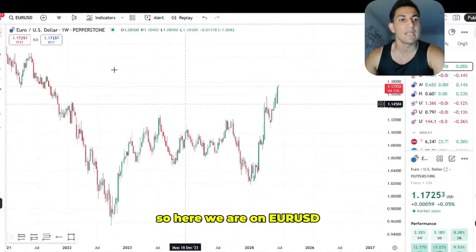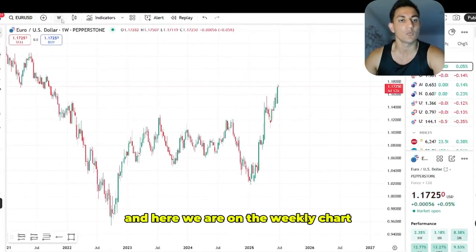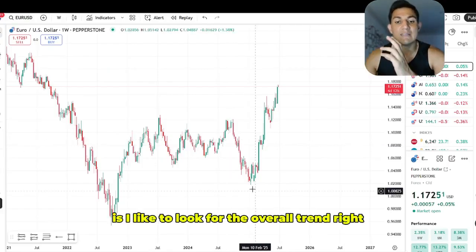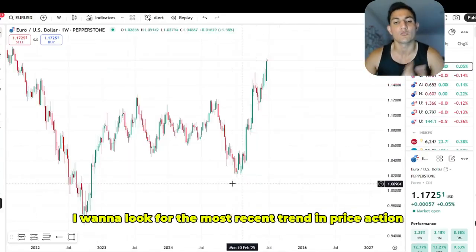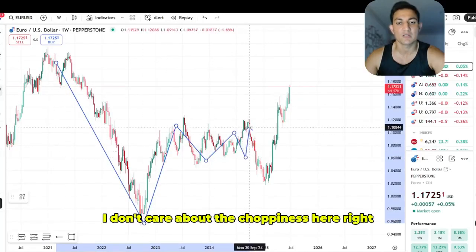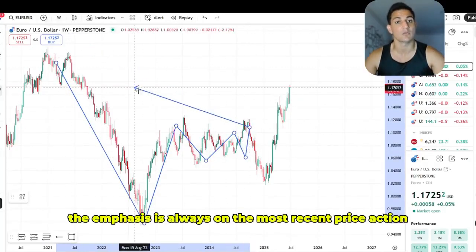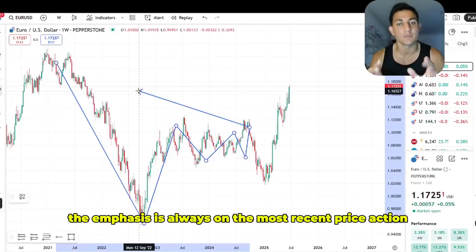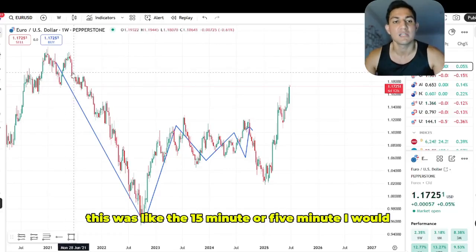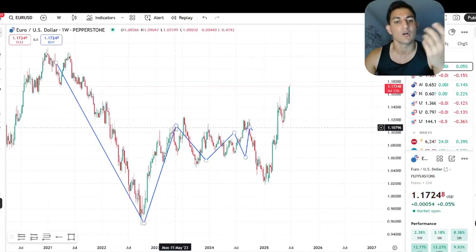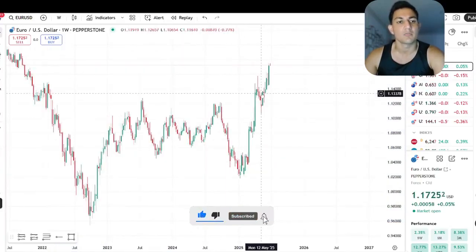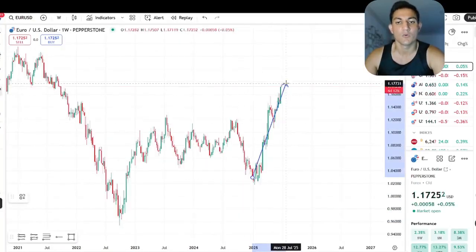So here we are on Euro USD, and here we are on the weekly chart. Now, the first thing I like to do when I'm studying daily buys and these charts is look for the overall trend, the most recent trend in price action. So I don't care about the choppiness here. Remember, this is the weekly chart, so the emphasis is always on the most recent price action. I don't care what happened in 2021. If this was the 15-minute or 5-minute, I would, but this is the weekly chart, so I don't care about any of this. I only care about the most recent pricing, and it's pretty obvious what price has done.